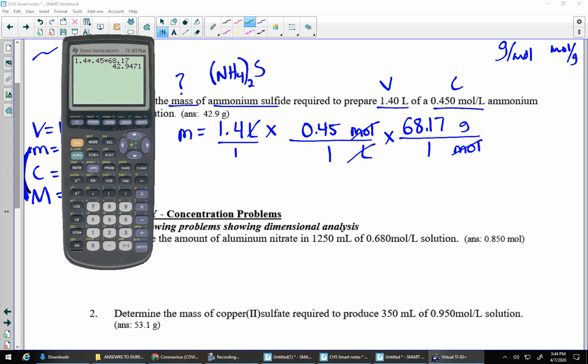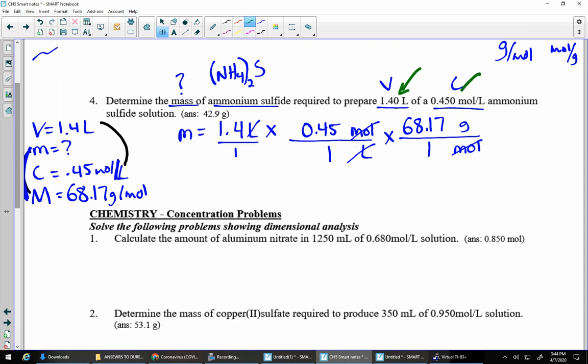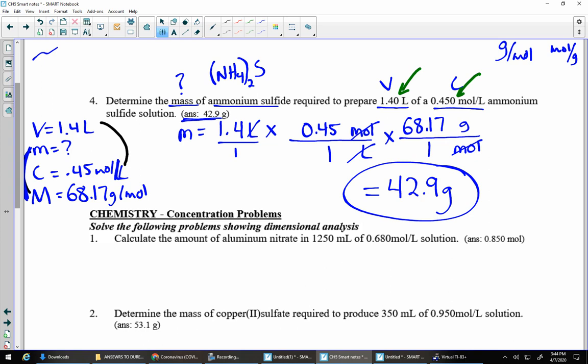Let's see, back to the original question up here. I'll highlight this in green. We've got 3 sig digs and we've got 3 sig digs again. So we really want to make sure that our answer has the correct number of sig digs. So that's going to be 42.9 grams.